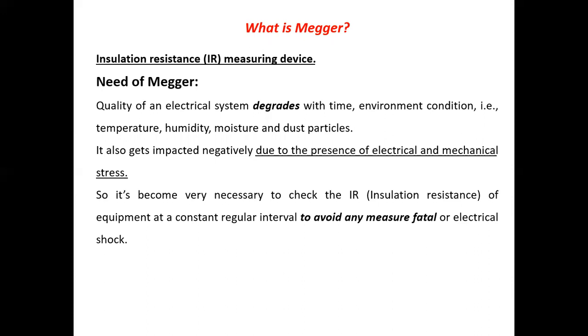The need of a Megger: the quality of an electrical system degrades with time and environmental conditions, that is temperature, humidity, moisture and dust particles. It also gets impacted negatively due to the presence of electrical and mechanical stress. So it becomes very necessary to check the insulation resistance of the equipment at regular intervals to avoid any major fault or electrical shock. For any electrical machines like transformer or induction motor, the insulation will be heated due to continuous operation. That's why we need to check the insulation resistance regularly.